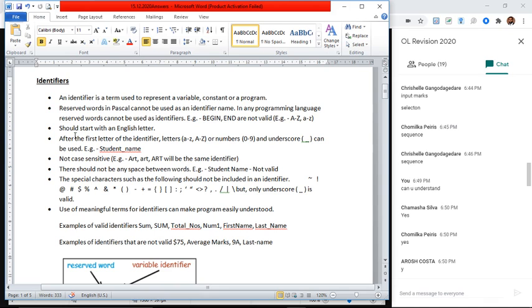Okay. Should start with English letter. English letter එකකින් පටන් ගන්න ඕනේ. After the first letter of the identifier, letters simple A to Z, capital A to Z, or numbers 0 to 9 and underscore can be used. Student underscore name can be used. Not case sensitive. Not case sensitive.